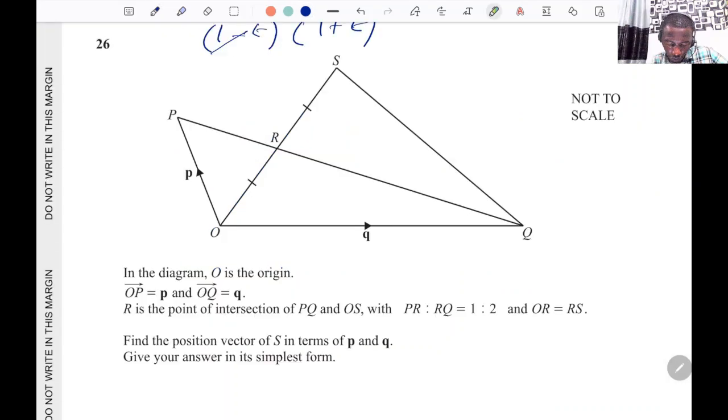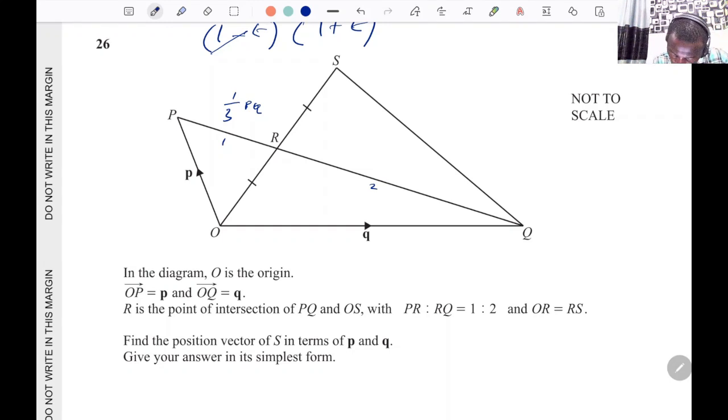Question number 26 says we should find the position vector of S in terms of p and q, when OP is given as p, OQ is given as r, and PR is in the ratio PQ to PR, which is 1 and 2. So here is 1, right? And here is 2. When we sum the ratio, we have 3. So that means here is PQ, here will be 1 over 3 PQ, right?